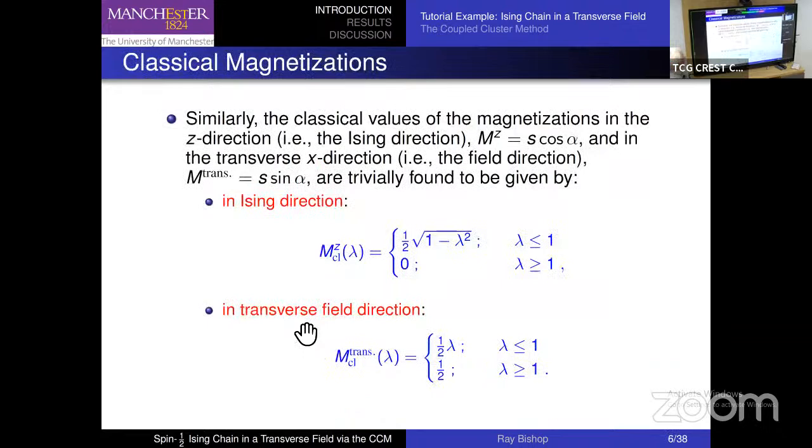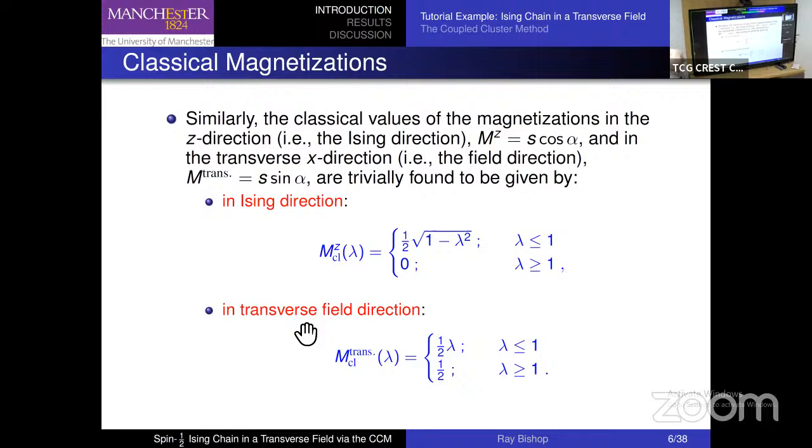And the classical values of the magnetizations, these are the properties now that we're interested in. We want to know what's the magnetization in the Z direction. That's just proportional to cos alpha. And that's this expression here. And what you see is that this is now the ferromagnetic order parameter.